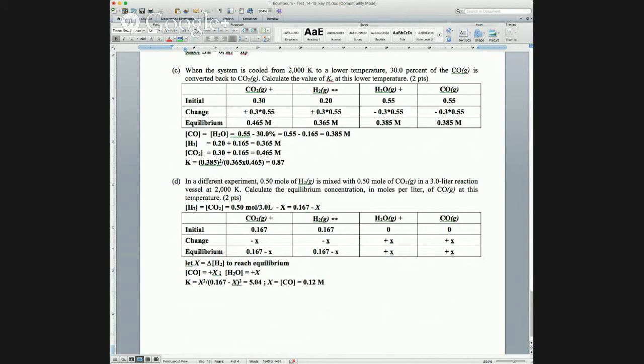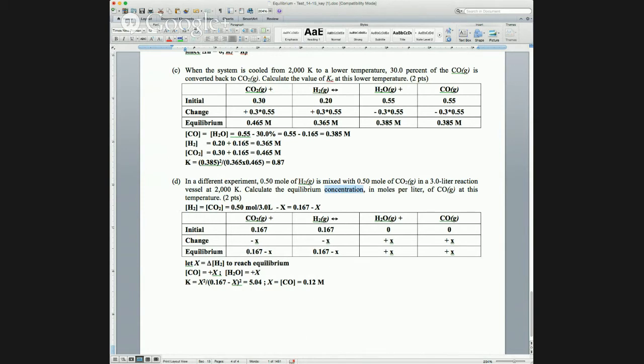Okay, calculate the equilibrium concentration in moles per liter of CO at this temperature. You can do it in just straight moles, or you can do it in concentration. I don't like to mess around with when to change it. I just like it to be in the units it needs to be in the whole time. And if your answer needs to be concentration, let's just change it to concentration right now. I think that makes it easier.